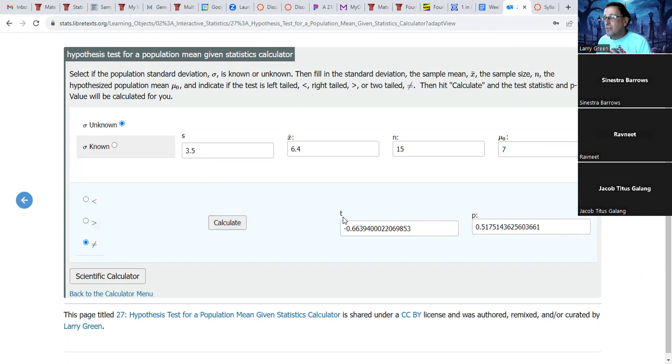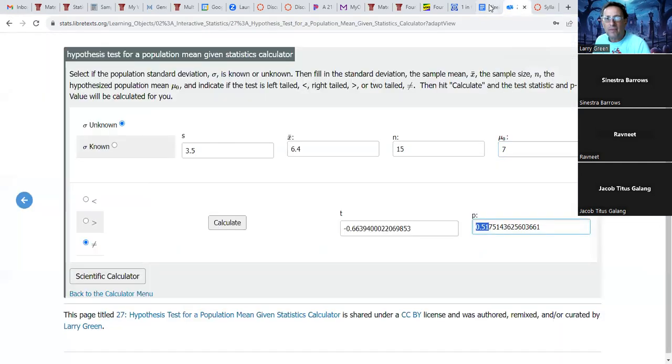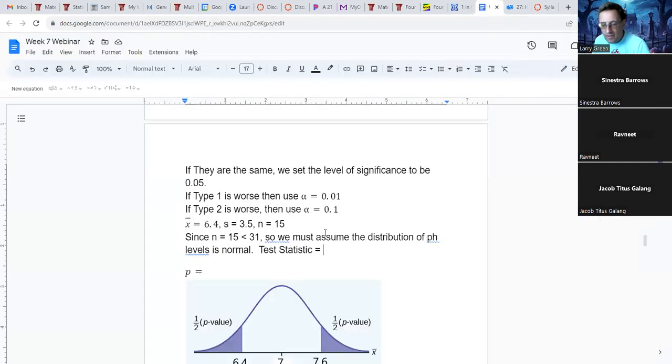Notice that we have T for the test statistic. Remember I mentioned if you don't know the population standard deviation, when we're talking about a mean, then we have to make that little adjustment from the normal distribution. You use what's called the student's T distribution, and that's what happened here. So T is negative 0.66394. The p-value is 0.52, I'll call it. Round to 2 decimals. So the test statistic was negative 0.66, and the p-value is 0.52.